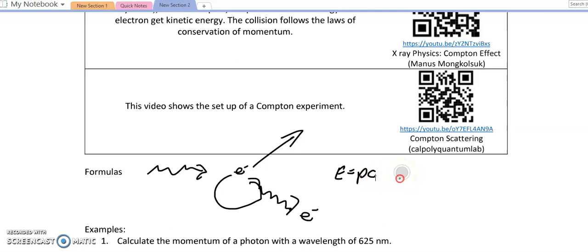Next thing we're going to have is P is equal to h over the wavelength. And this is, again, the momentum, Planck's constant, divided by the wavelength. Now, these two formulas, they are on your formula sheet. So this one and this one you can find on your formula sheet.